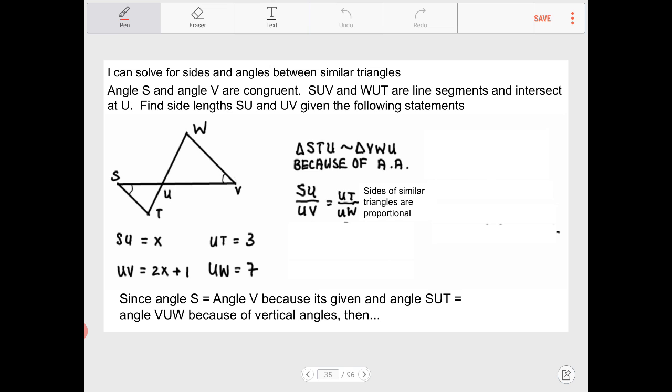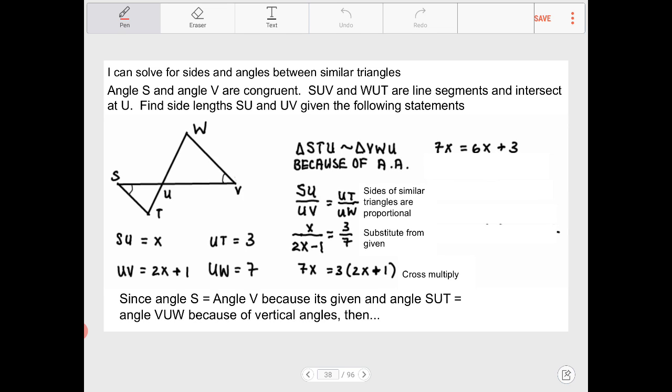Let's substitute in the values that we know. So I know that SU is x, UV is 2x minus 1, UT is 3, and UW is 7. I'm going to cross multiply, distribute the 3, subtract both sides by 6x. Finally, x will equal 3. Our goal was to figure out what SU and UV were. So I'm going to substitute what x is back in and figure out the lengths of SU and UV. So SU will equal 3, and UV will equal 7.